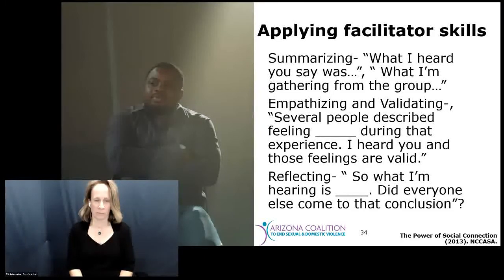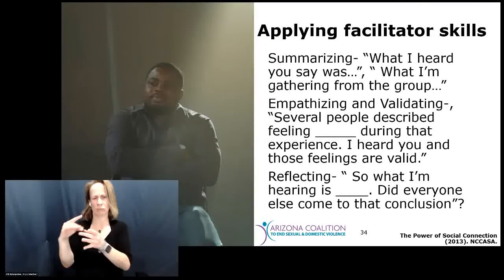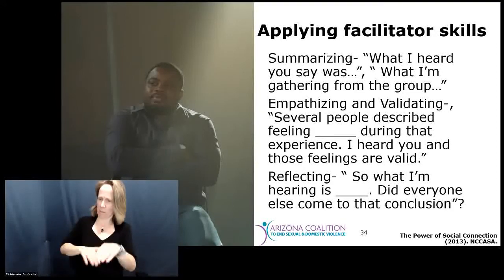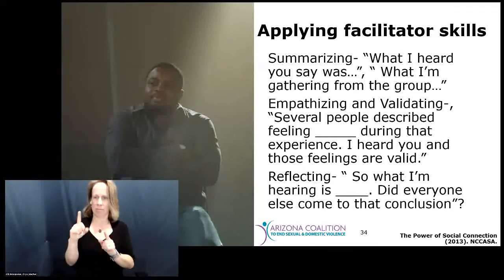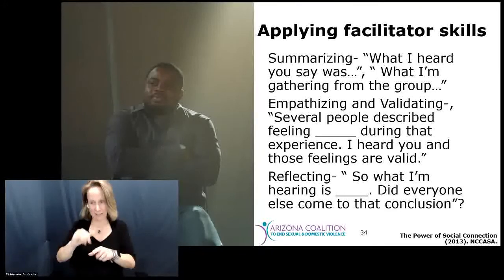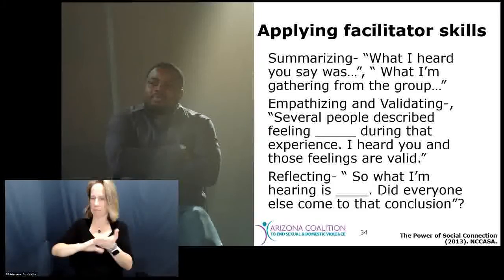But what do those skills actually look like? What are some prompts? It might look like summarizing. "What I heard you say was you felt uncomfortable when that person brushed against you on the bus." "What I'm gathering from the group is this sense of shame, and I want us to explore that a little bit more." We want to practice that empathizing and validating. "Several people have described feeling angry when they were being dismissed after the assault. I heard you all, and I really want to validate those feelings."